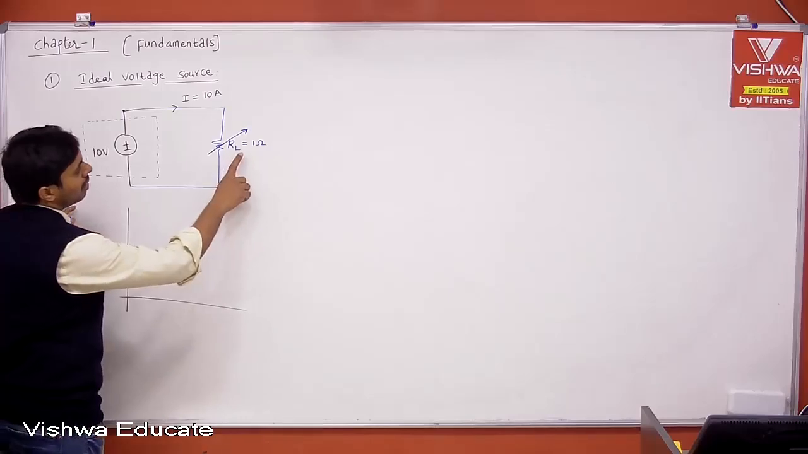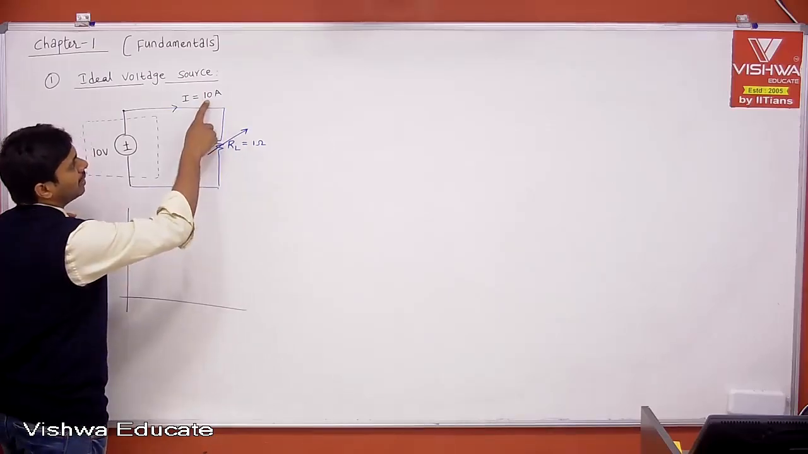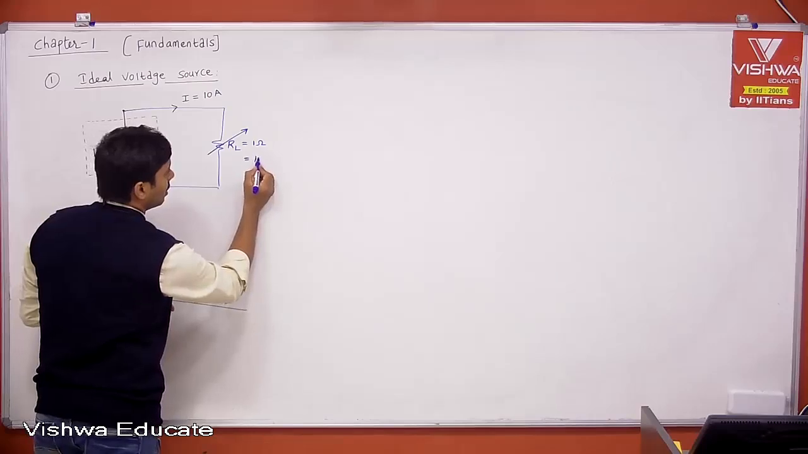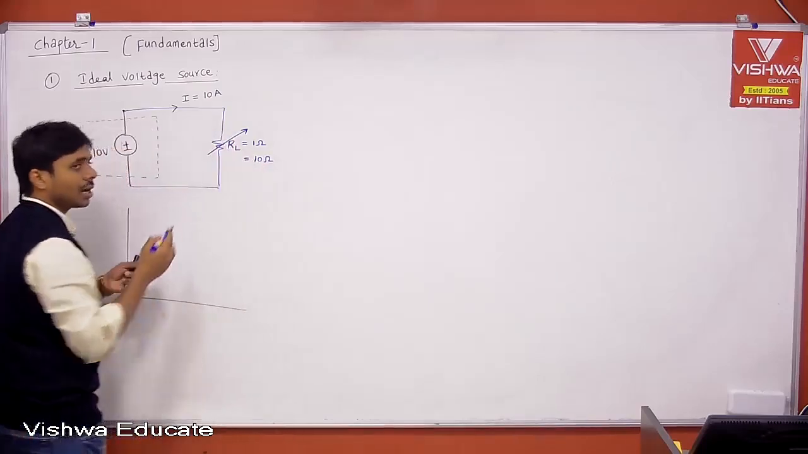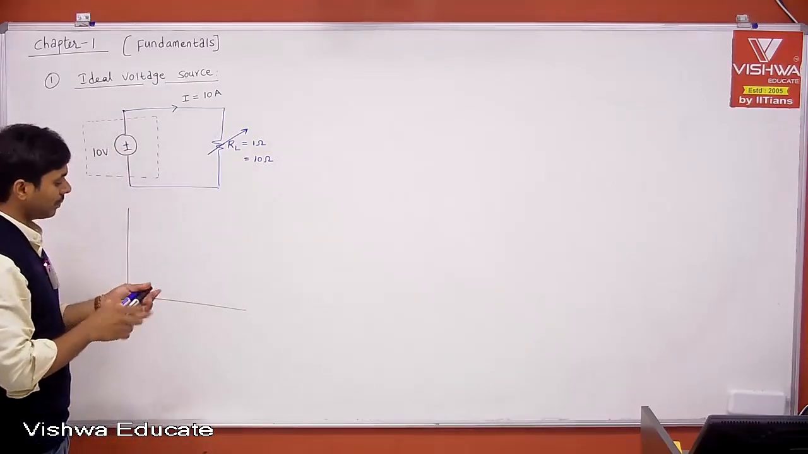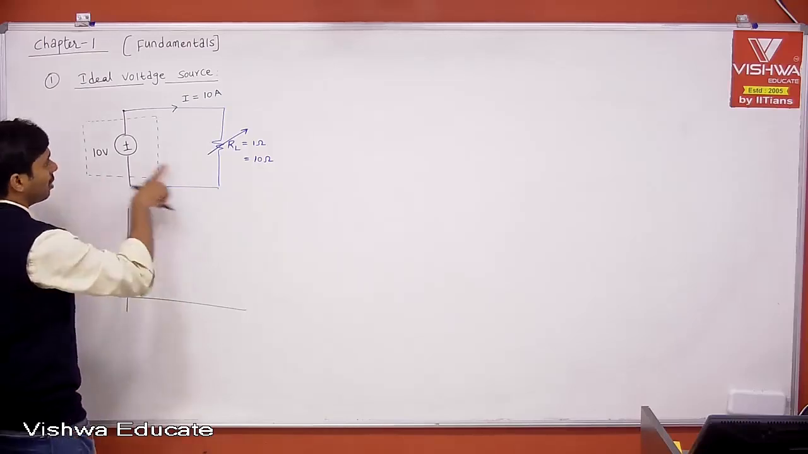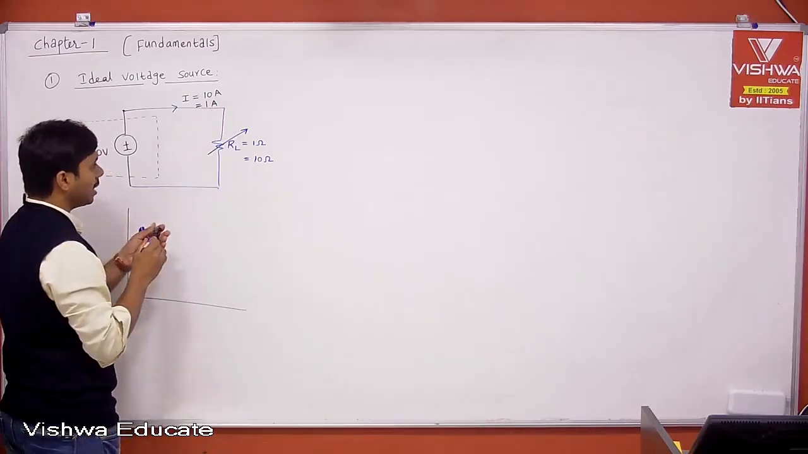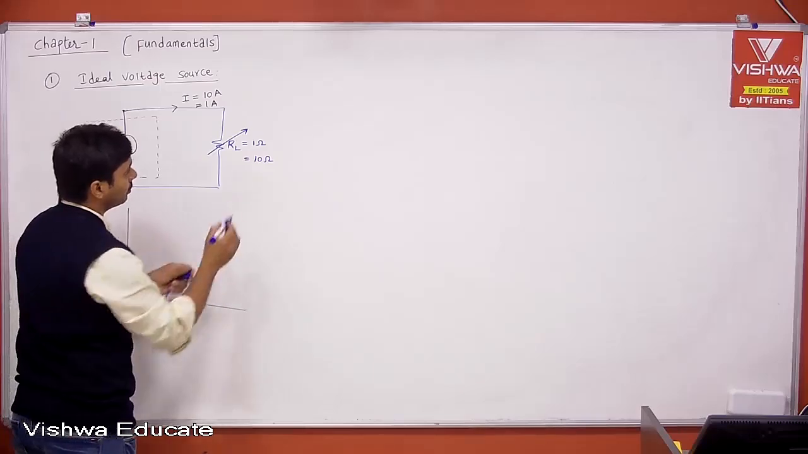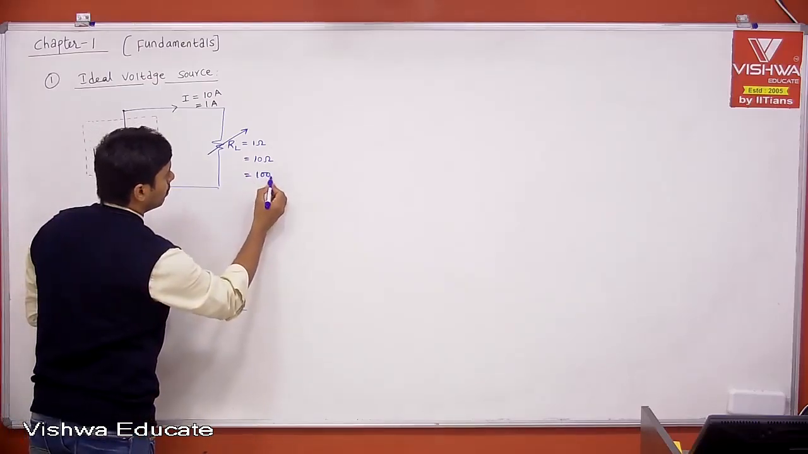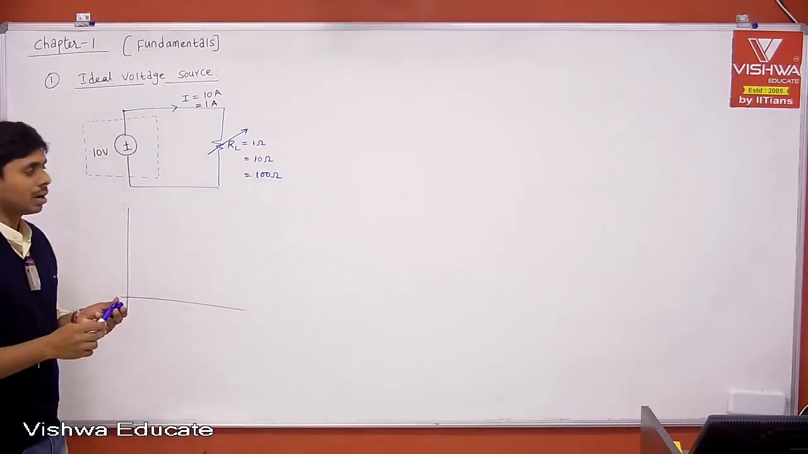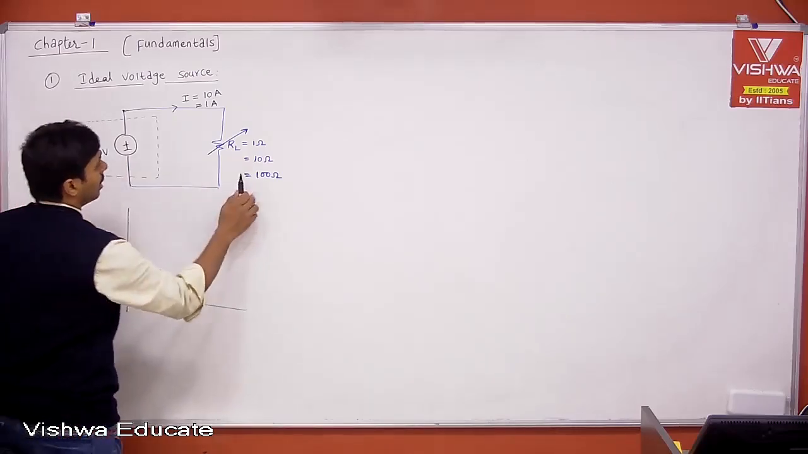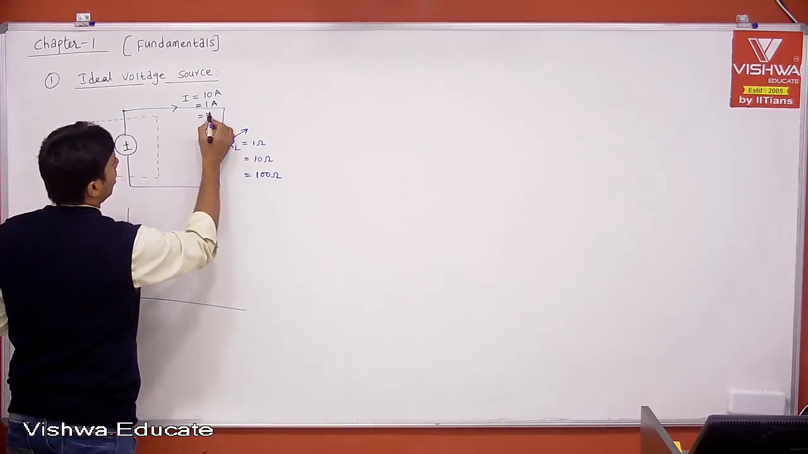Then when I say RL is equal to 1 ohm, I am getting a current of 10 ampere. When RL is equal to 10 ohm, then what is the current? The current is 10 divided by 10, therefore it will become 1 ampere. And let us say my RL is equal to 100 ohm, then what is your current? That is nothing but 10 divided by 100, you will be getting 0.1 ampere.